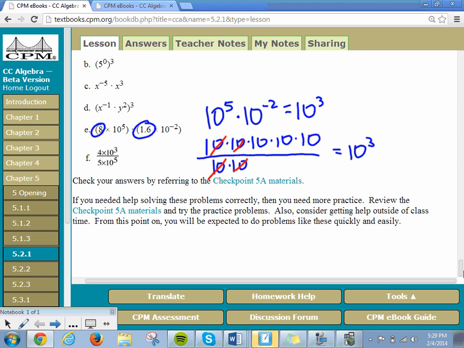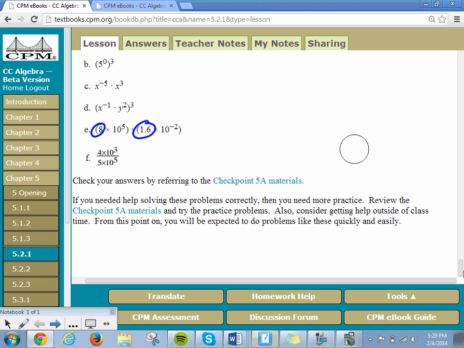So what that means is we're going to take our 8 times 1.6, bringing that back into the equation, which we know is going to be 12.8 times 10 to the third. And the one thing about scientific notation is we only want one number in front of the parenthesis. I know I'm going to need to move this to the left, so what we'll have is 1.28 times 10 to the fourth.